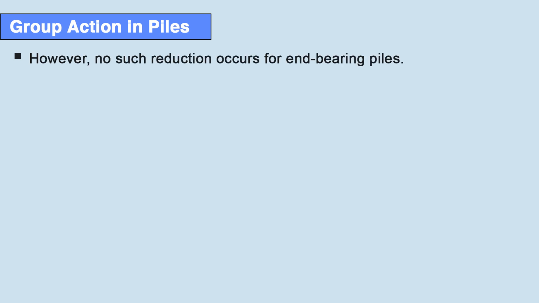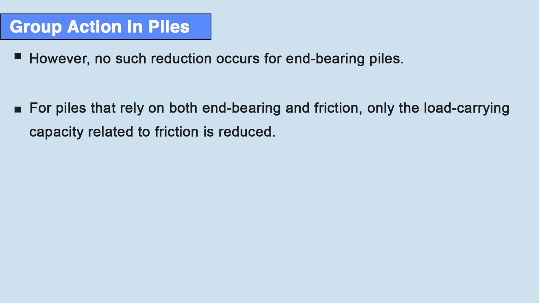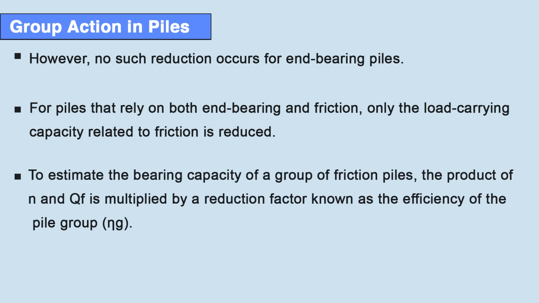However, no such reduction occurs for end bearing piles. For piles that rely on both end bearing and friction, only the load bearing capacity related to friction is reduced. To estimate the bearing capacity of a group of friction piles, the product of N and Qf is multiplied by a reduction factor known as the efficiency of the pile group, that is eta g.